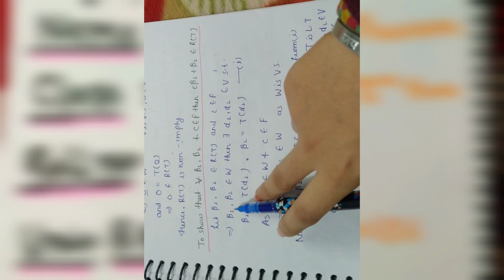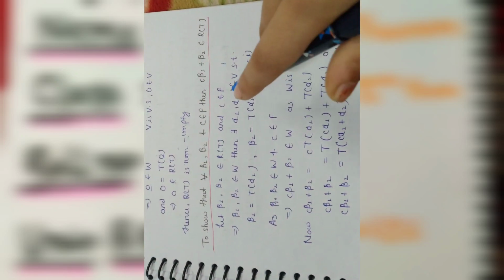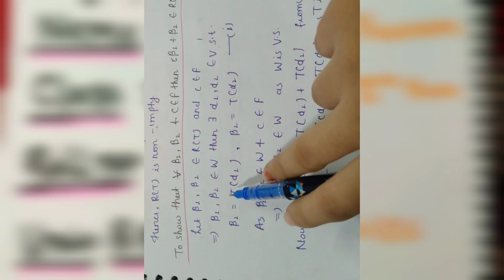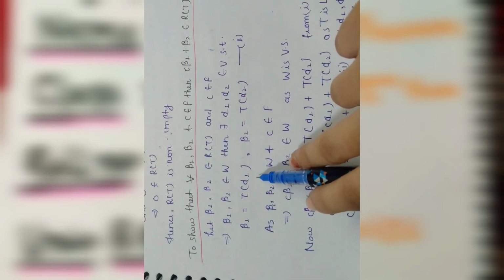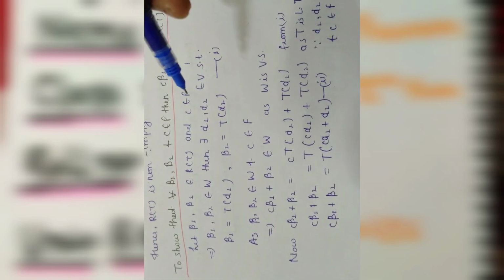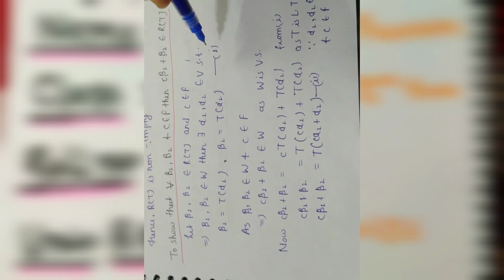which implies that beta 1 and beta 2 belong to W. Then there always exist alpha 1 and alpha 2 belonging to V such that beta 1 is equal to the linear transformation of alpha 1, as I have explained in range space. So beta 1 is equal to T alpha 1 and beta 2 is equal to T alpha 2. Mark this as equation number 1.